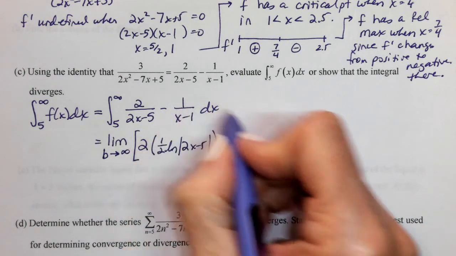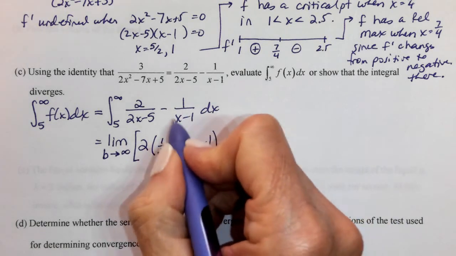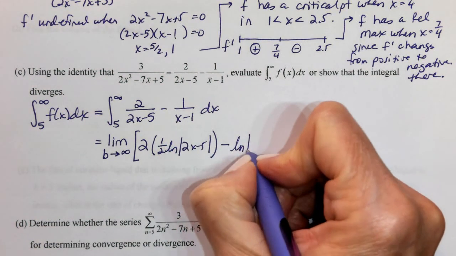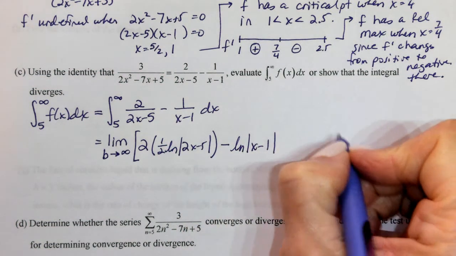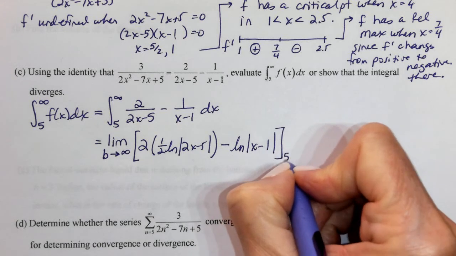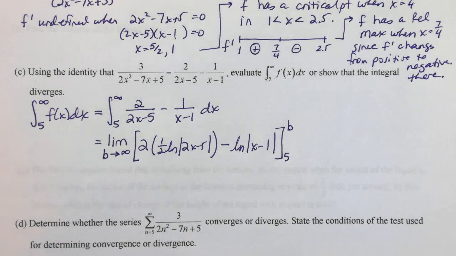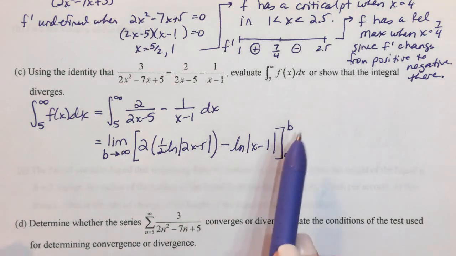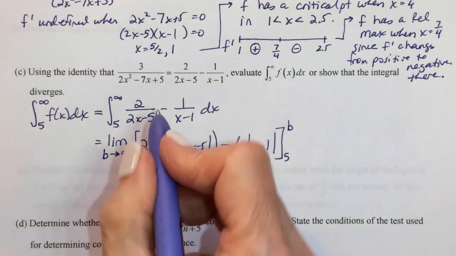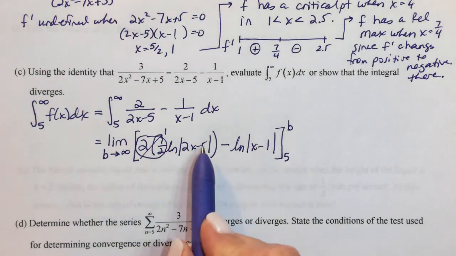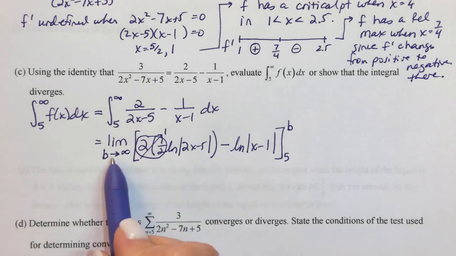Minus, now we'll have a 1 here, and this time the derivative of the denominator is just a 1, so this is just natural log absolute value x minus 1. We are going to evaluate that from 5 to infinity, but again, we cannot put infinity as a boundary. Make it your b, or some letter. Now, b is going to go in for x, and then b is going to infinity.